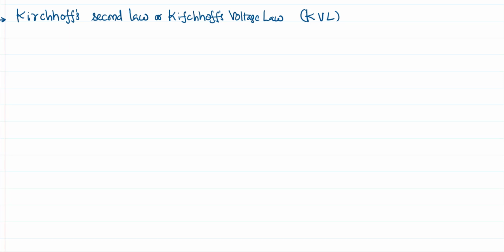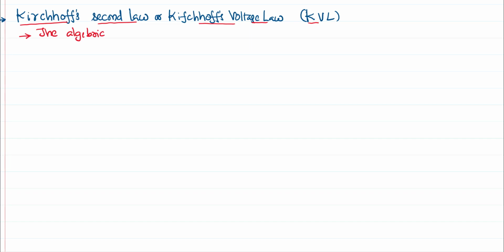Here in this video, we would like to talk about Kirchhoff's second law or Kirchhoff's voltage law, which is also called KVL. This law helps to find out the current at a particular point of a circuit. So what this Kirchhoff second law or Kirchhoff voltage law tells you is the definition.